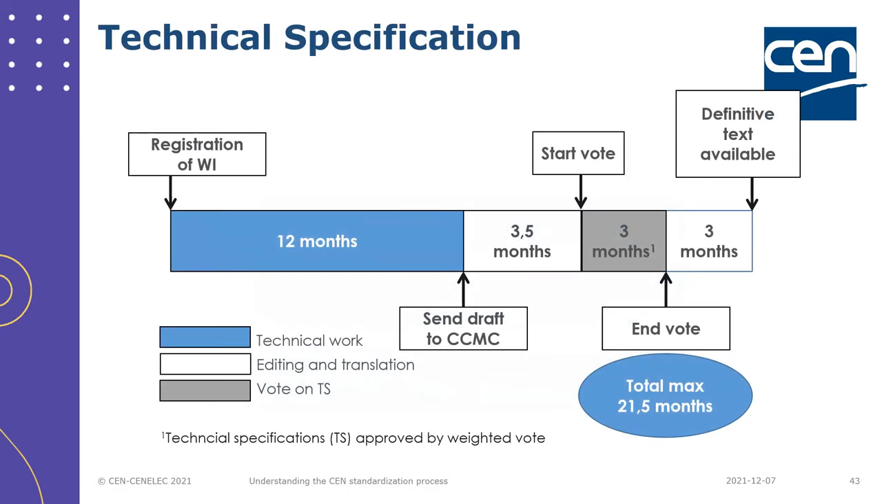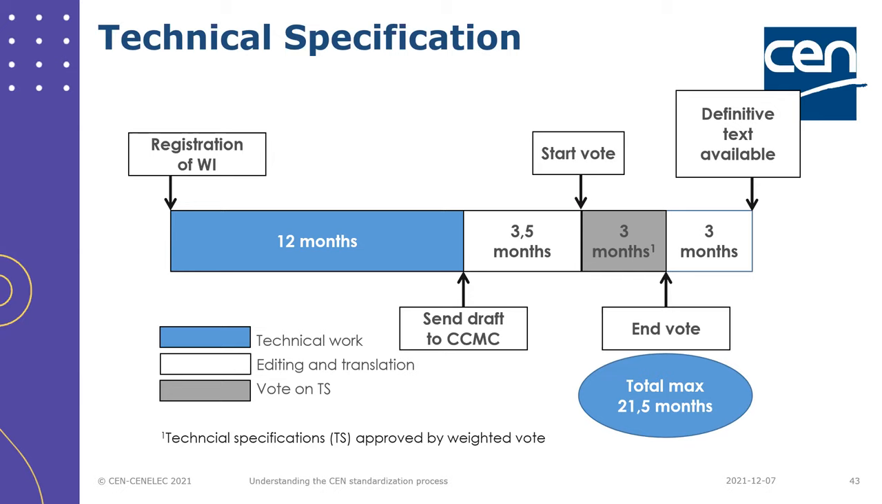Technical specifications are normally created when there is no real support to develop a European standard, when there is a doubt on whether consensus was achieved to develop a standard, or when the subject matter is still under technical development. One of the big differences is that there is only one vote for technical specifications. So we don't have the inquiry and formal vote. We only have one vote, but the approval is also by weighted vote. However, there is no obligation to withdraw national conflicting standards with the TS.